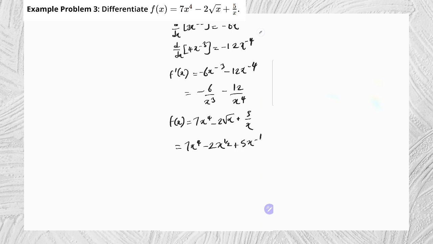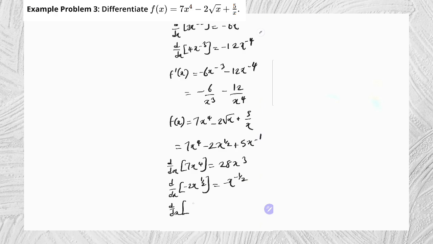Now, if we apply the power rule to each term, d dx of 7x raised to the power 4 will give you 4 times 7, which is 28, and 4 minus 1, which is 3. So that will give you 28x raised to the power 3. Now, d dx of minus 2x raised to the power 1 over 2, 1 over 2 times 2 we cancel out, and half minus 1 will give you minus half.